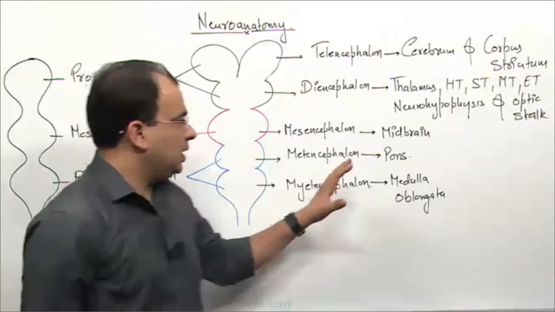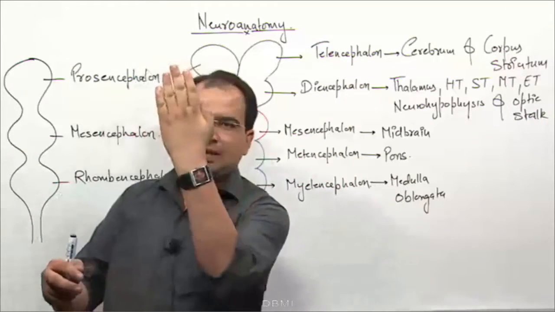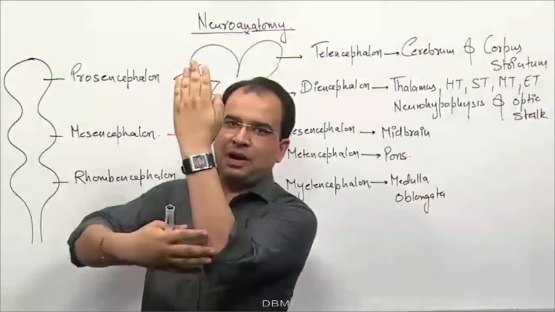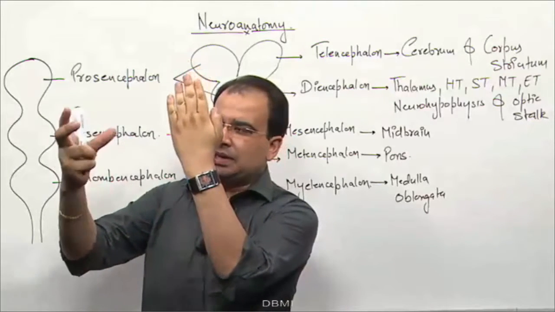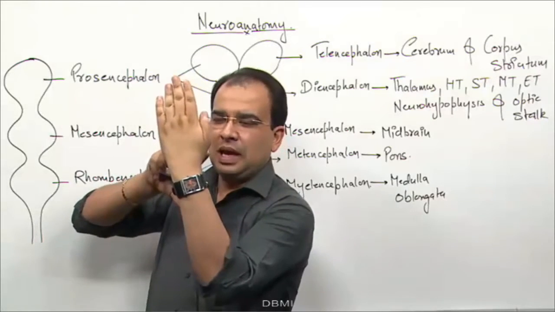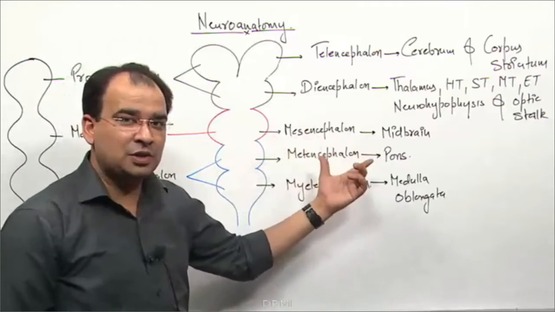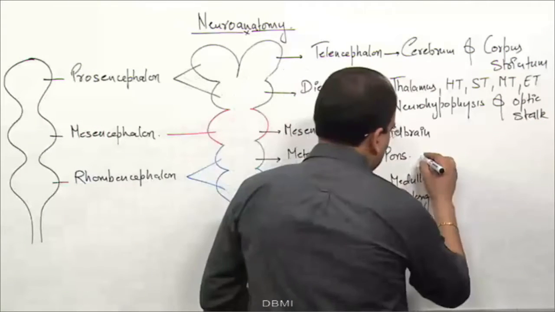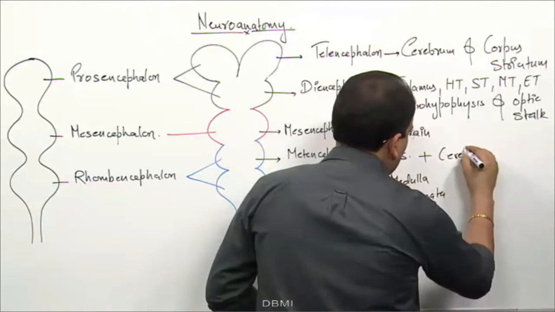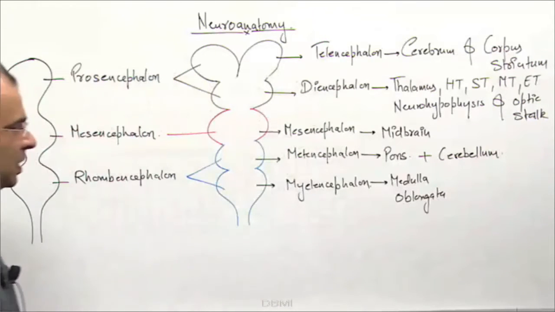Now, if you look at the cerebellum, guys, what is the location of the cerebellum? If this is a brainstem, here we have a midbrain, pons, and medulla. Where exactly is the cerebellum? Cerebellum is mostly behind the pons. If not completely, it is mostly behind the pons. And pons is derived from metencephalon. So metencephalon will give rise to pons and cerebellum. So these are the derivatives of the secondary brain vesicles.